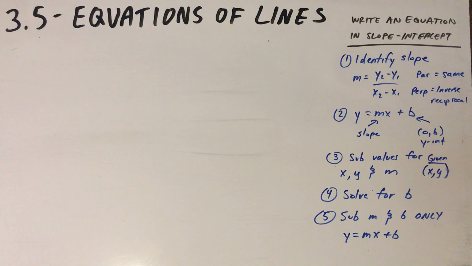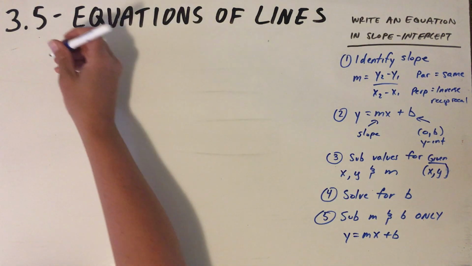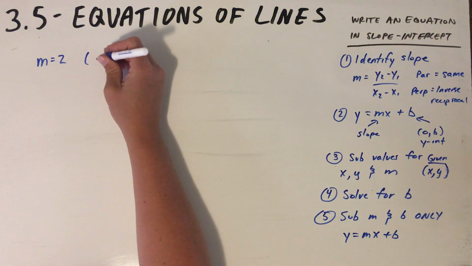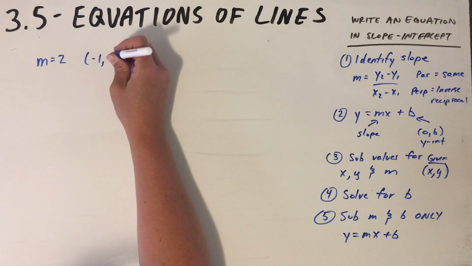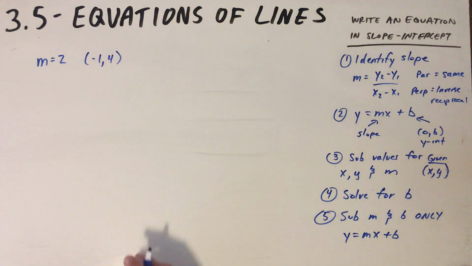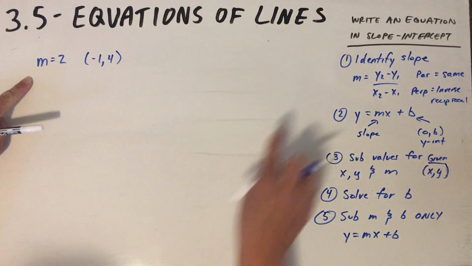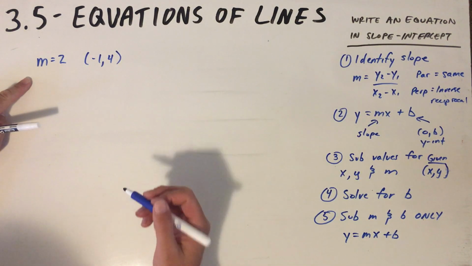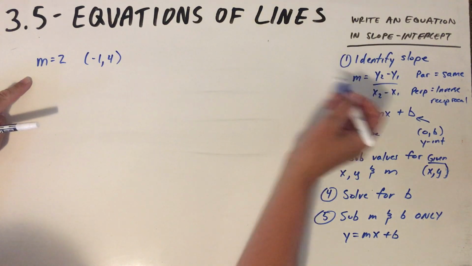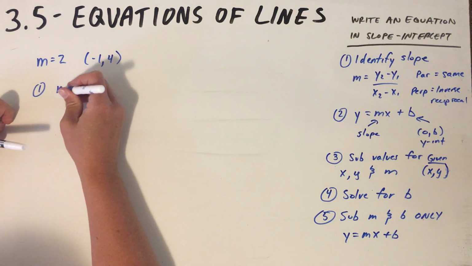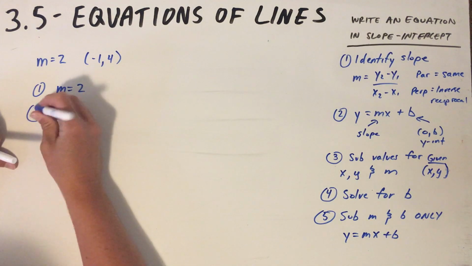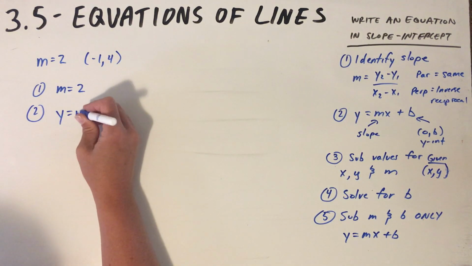We want to write an equation of a line in slope-intercept form given the slope and a point. So I'm going to say the slope is 2, and the point that lies on this line is the point -1, 4. My goal here is to write the equation in slope-intercept form. So my first step is to identify the slope. Well, that was really nice. They gave it to me. All done. Second step is to recognize I'm using y equals mx plus b.